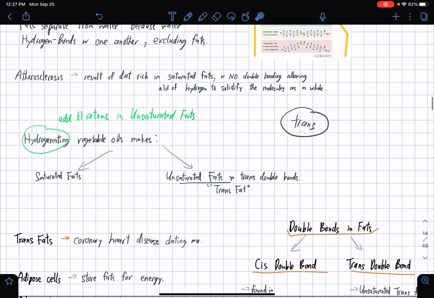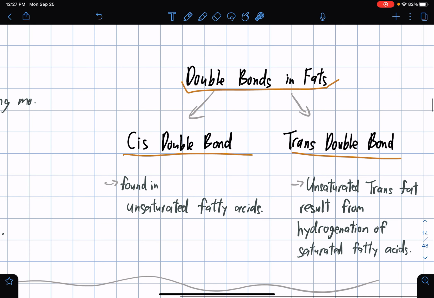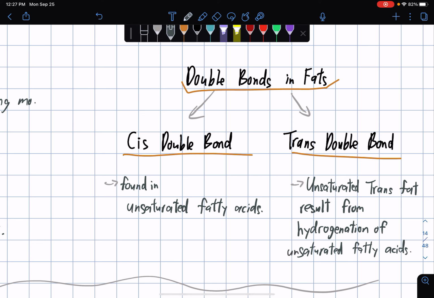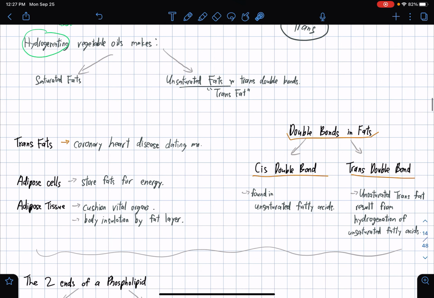So, yeah. I basically explained what's mentioned here. Cis double bond found in unsaturated fatty acids, trans double bond, unsaturated trans fat result from hydrogenation of saturated fatty acids. What used to be healthy, upon hydrogenation, became unhealthy.